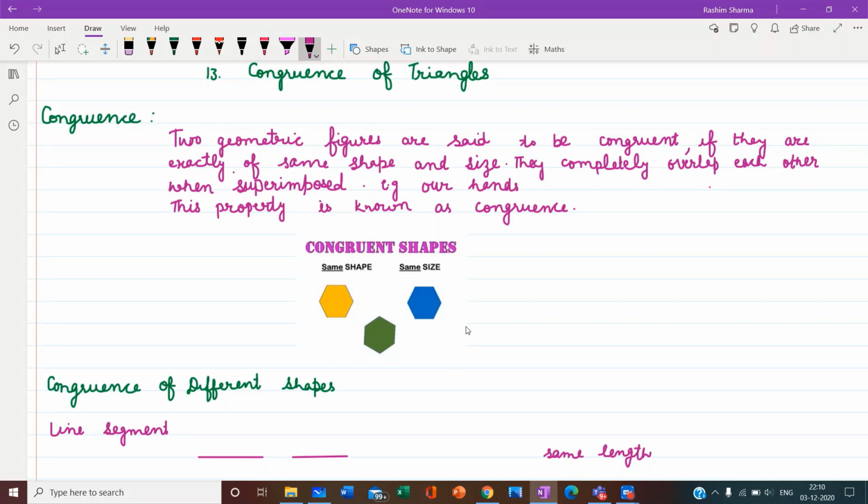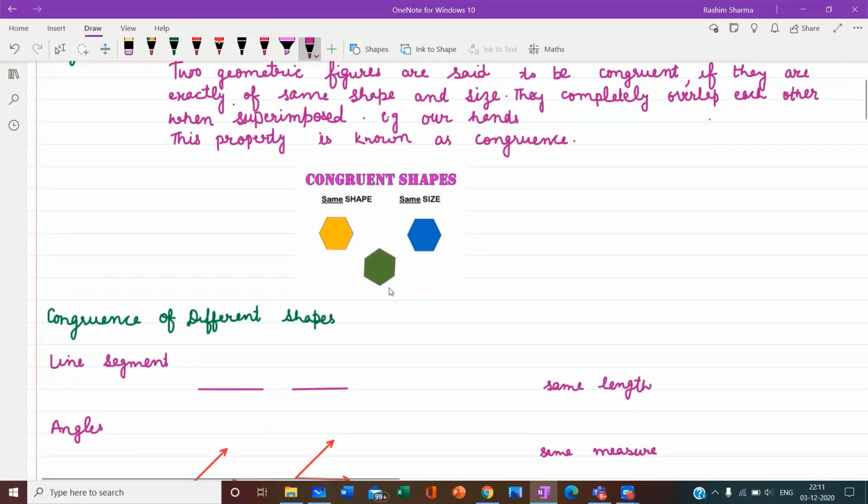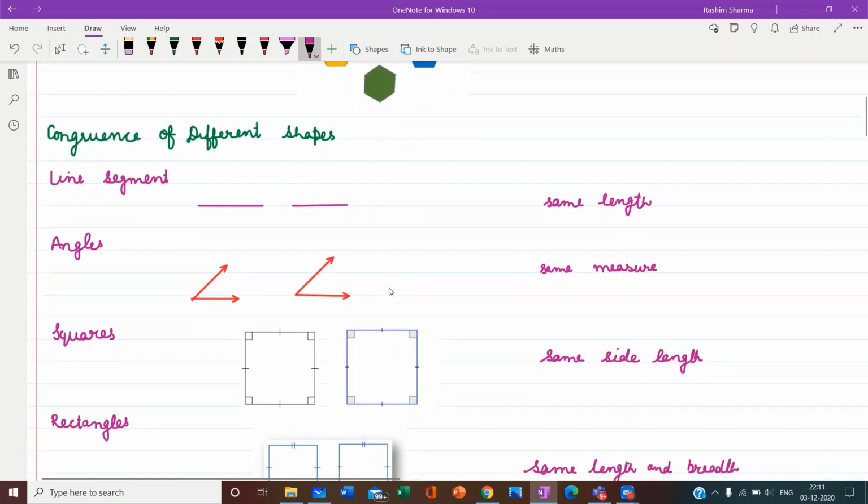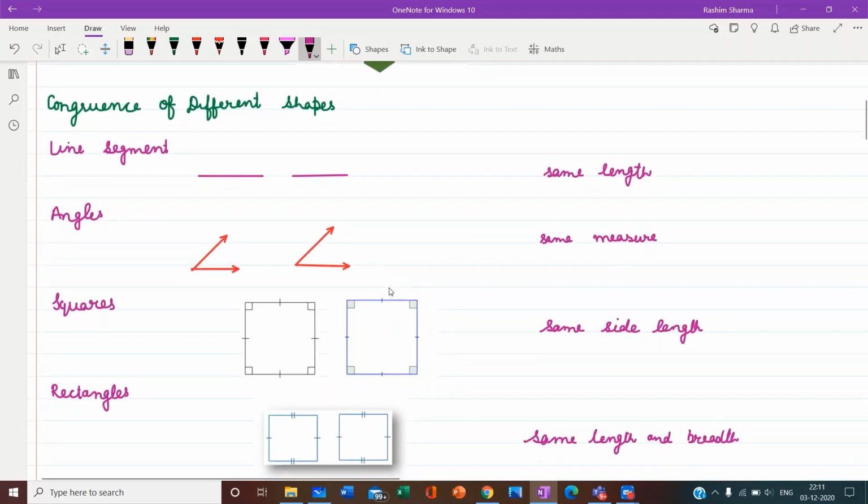For example, our hands. Now, when we join our hands, our both hands completely overlap each other. So we will say that our hands are congruent to each other. So this property of overlapping of figures completely is known as congruence. Here these are shapes of same size. Okay. Now let us understand few figures with different shapes here.